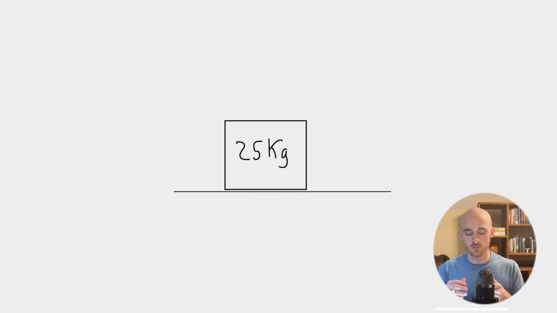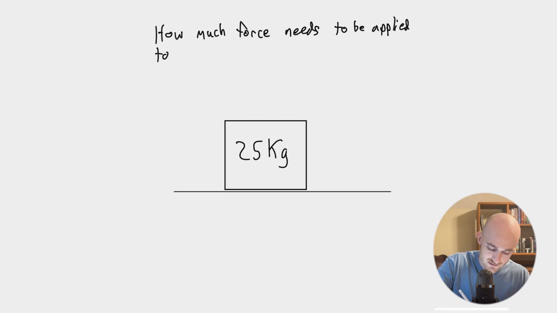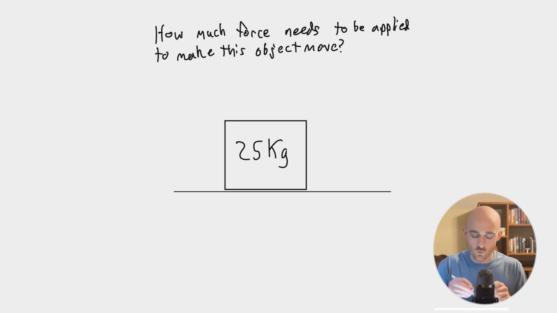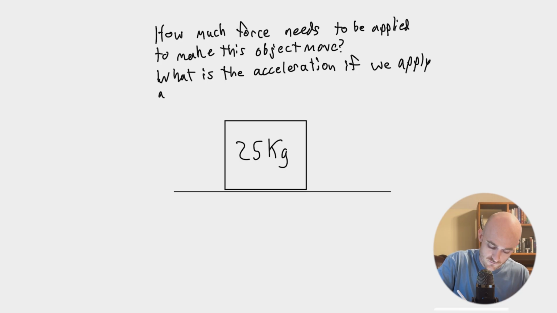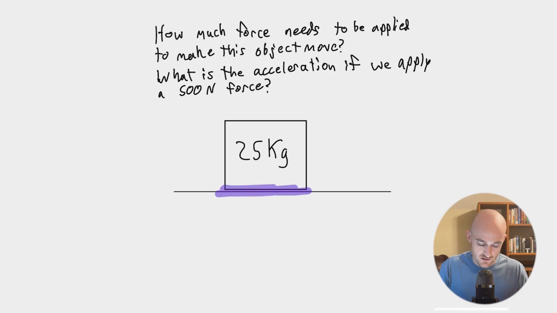Now let's work through an example problem and we'll apply the static friction and the kinetic friction. With this problem, we are trying to figure out how much force needs to be applied to make this object move. And then once it's moving, we're going to try to figure out what is the acceleration if we apply a 500 Newton force. And for this particular object and surface combination, the static friction coefficient is 0.1 and the kinetic friction coefficient is equal to 0.05.